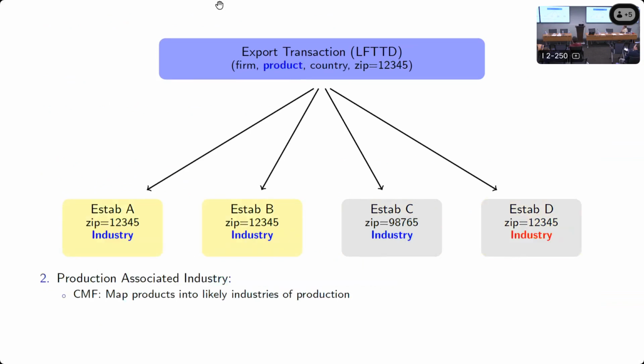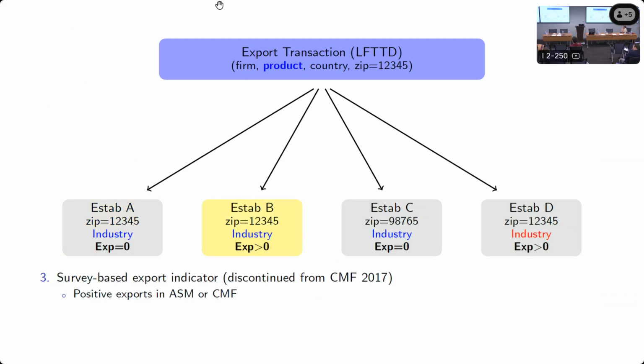And I can look at my next piece of information, which is the production associated industry. That tells me that these 3 establishments are in the right industry for that product. That one is in the wrong industry, so now I'm going to rule that one out. So now I'm down to two potential establishments. Then if I look at the survey question, it's a census year, and these establishments are in a census year, so all of them have answered this question. This is the only one reporting exports. This tells me, with very high confidence, that this is the place where this export was produced. So that transaction is going to be assigned to this establishment.